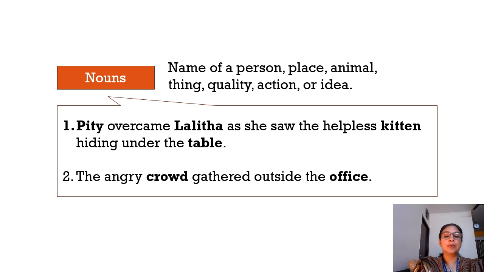Pity is what we would call an abstract noun. Lalita, a proper noun. Kitten and table are common nouns. Now in the second sentence, the angry crowd gathered outside the office. Crowd and office are nouns. And crowd is what we would call a collective noun.